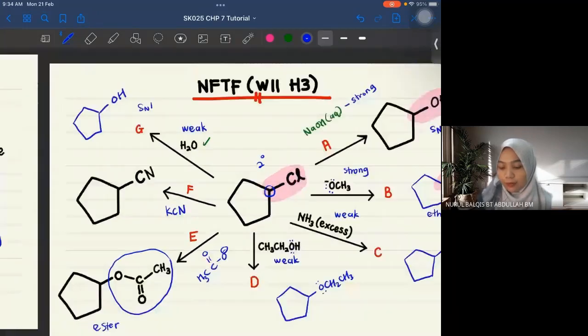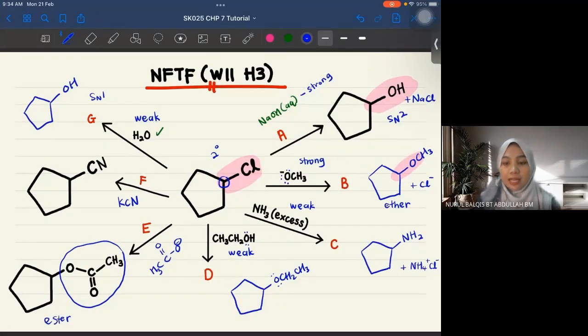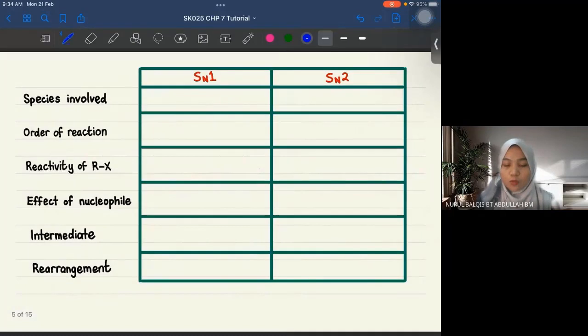Okay, habislah untuk reactions melibatkan nucleophilic substitution. So ada berapa? 1, 2, 3, 4, 5, 6, 7. All 7 nucleophile involved. Okay, next one.